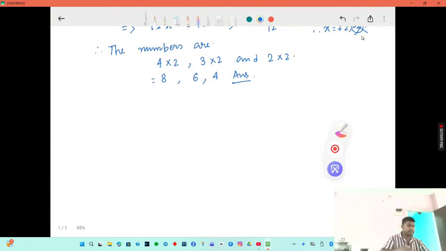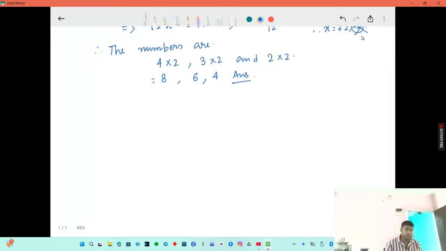So here the next question is given as: A and B together can do a piece of work in 6 days, whereas A alone can do the same work in 9 days. Then B alone will do the same work in.